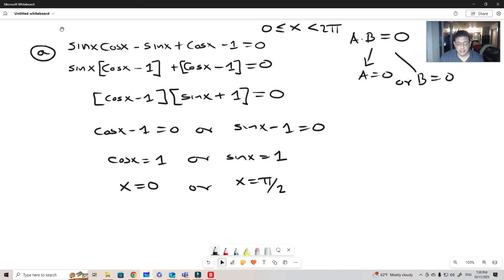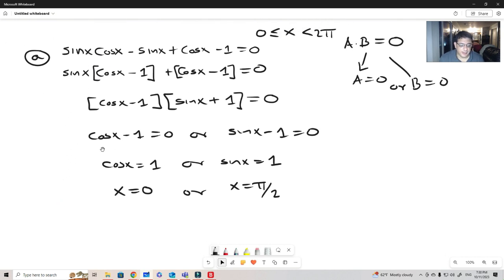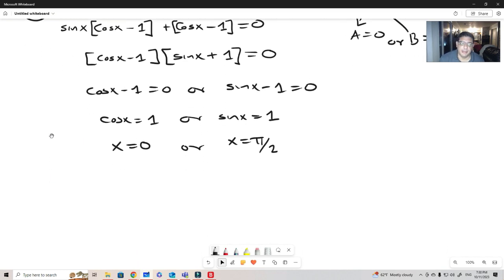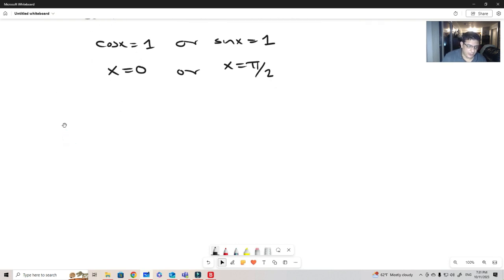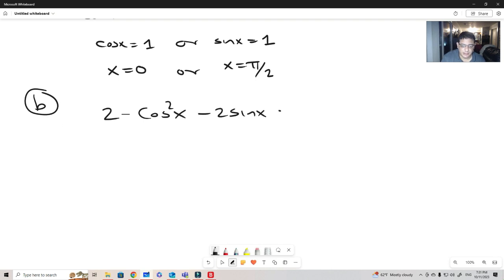Okay. So now let's go ahead and do another example. In this example, we were mostly doing factorization. Sometimes that factorization can come into play with more algebra. So another example here will be, what happens if I have the equation 2 minus cosine square of x minus 2 sine of x equals 0.